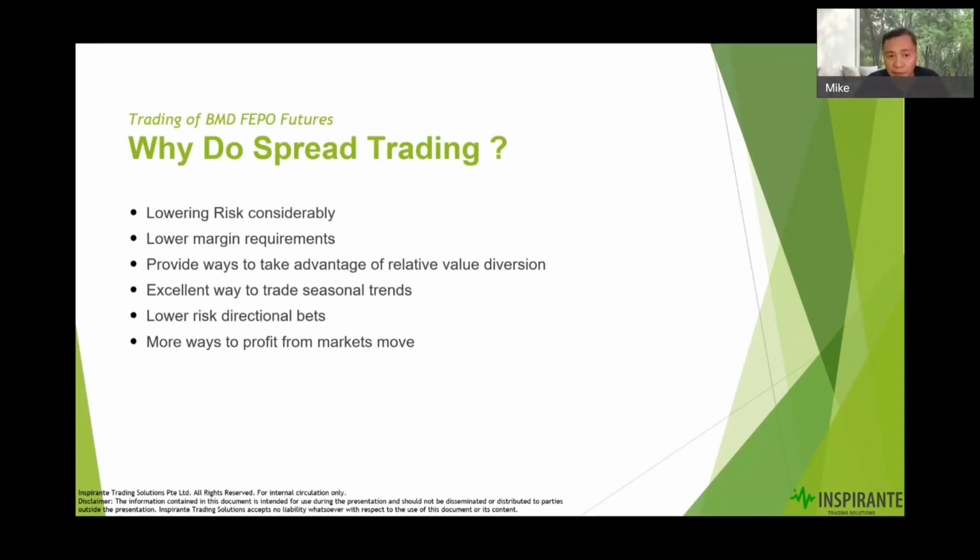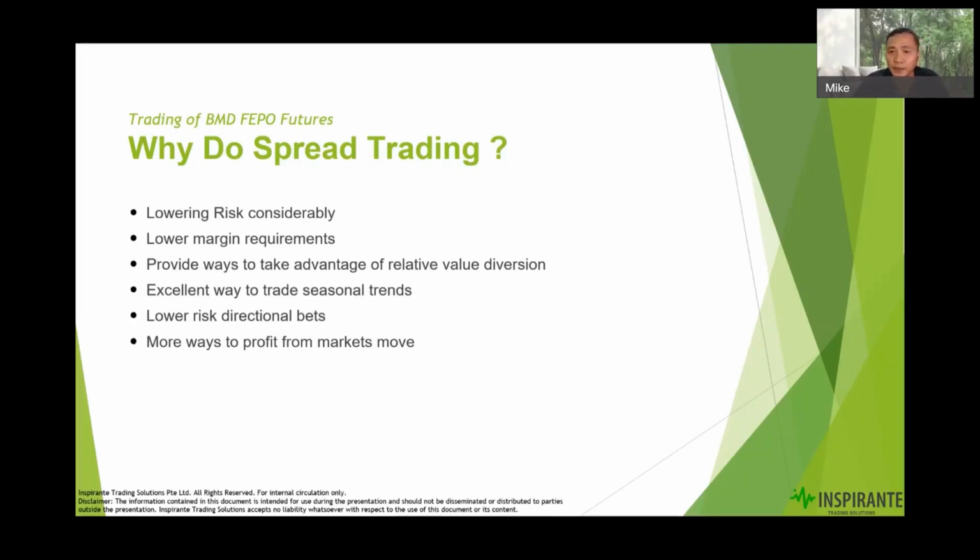Then obviously lower margin requirements, which Jeremy already elaborated earlier, the 70% rule. Approximately, if you did a spread in calendar CPO or FEPO versus SCPO, it's approximately 1/3 of what you would have to fork out when you're doing an outright trade. Now, a spread trade also provides interesting and relatively more ways to trade the market and profit from the market as well. I will show you some diagrams to illustrate this point in a while.